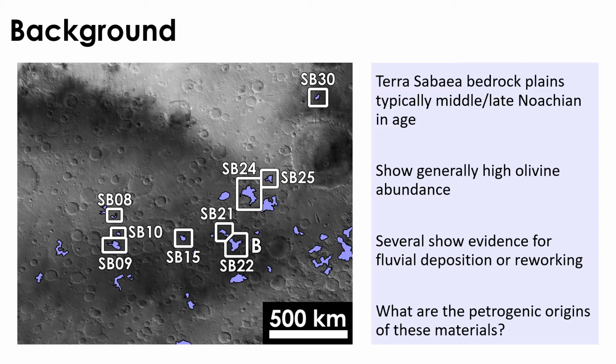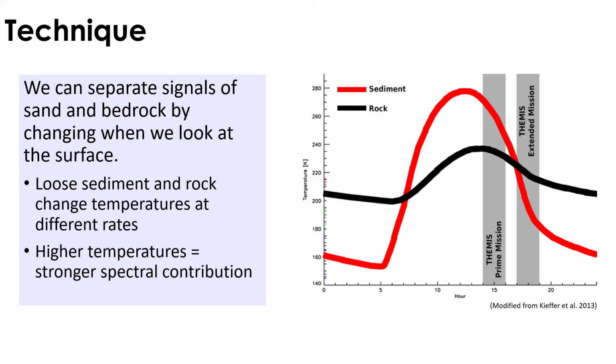As a point of comparison, we also studied the Nili Fossae olivine-carbonate plain, given the strong evidence for pyroclastic emplacement of this unit. Our approach takes advantage of the differing thermal properties of loose sediment and rock. These materials change temperatures at different rates. All other things being equal, a surface at a higher temperature will contribute more to the spectral signal than a surface at a lower temperature.